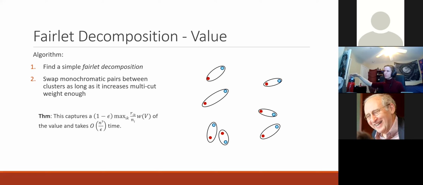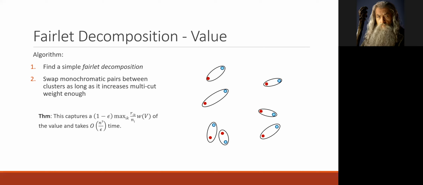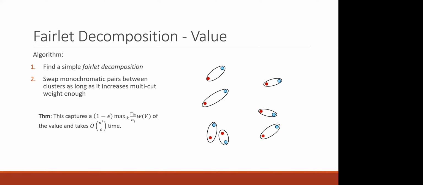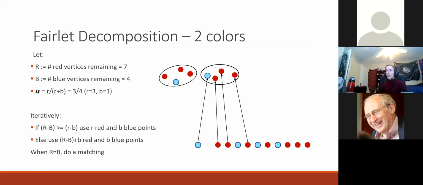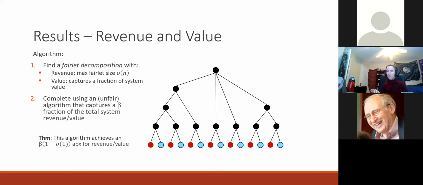I had a question. In the revenue case, you were describing an algorithm to make the fairlets. Yes. I might be misunderstanding, but where does that even take into account the weights on edges? It doesn't. If you recall, when I was introducing the high-level algorithm, all we need to ensure is that the maximum fairlet size is small, sublinear in n. The fairlet decomposition does not have to be good at all in terms of revenue.